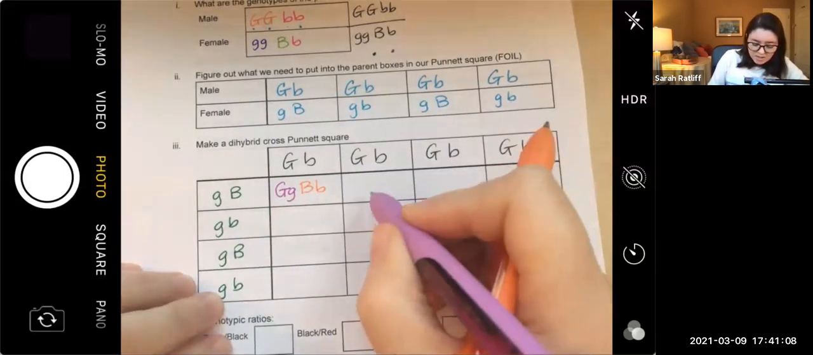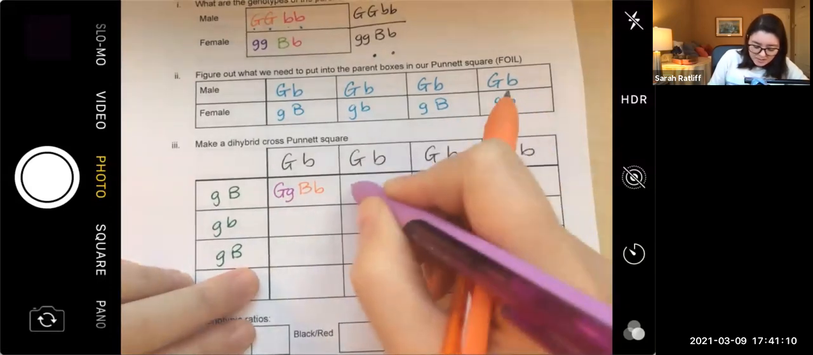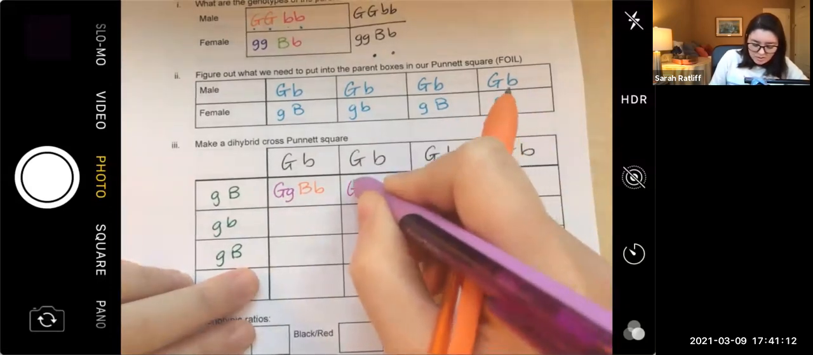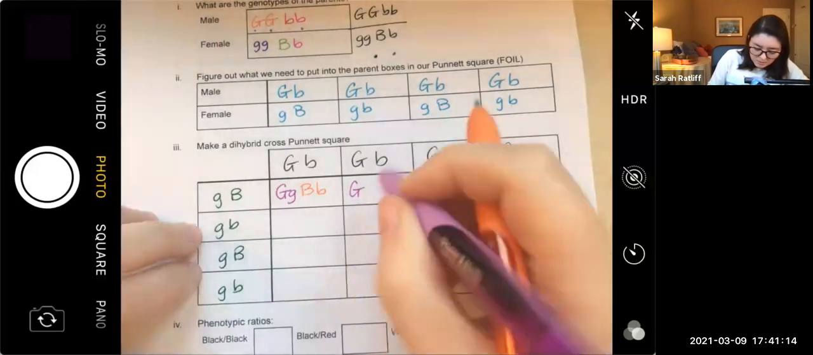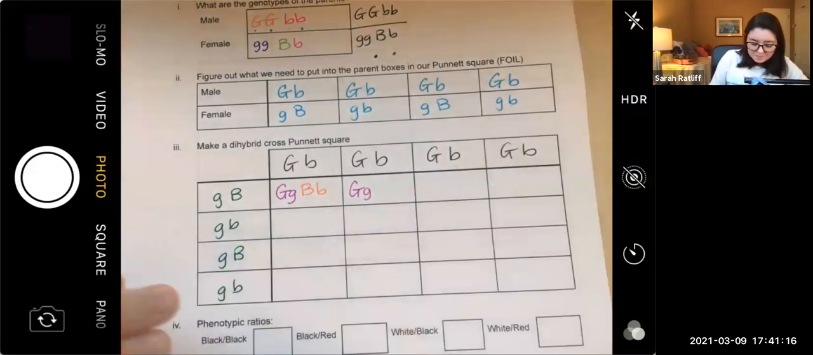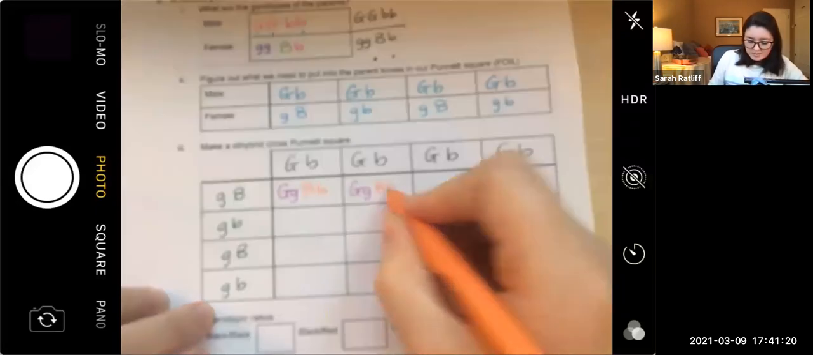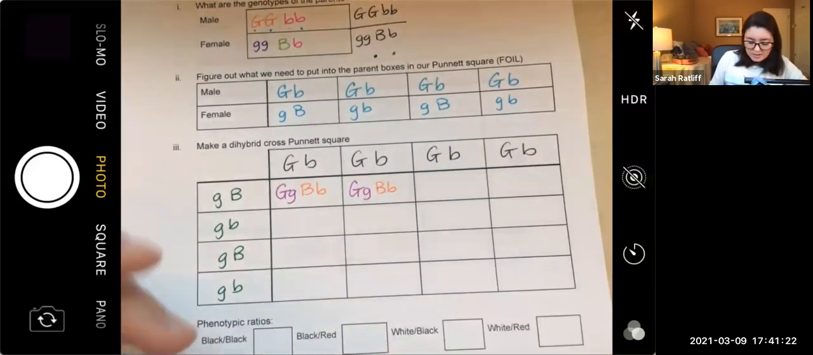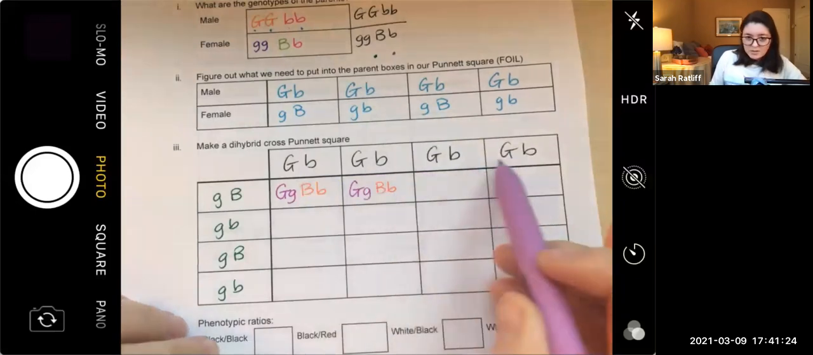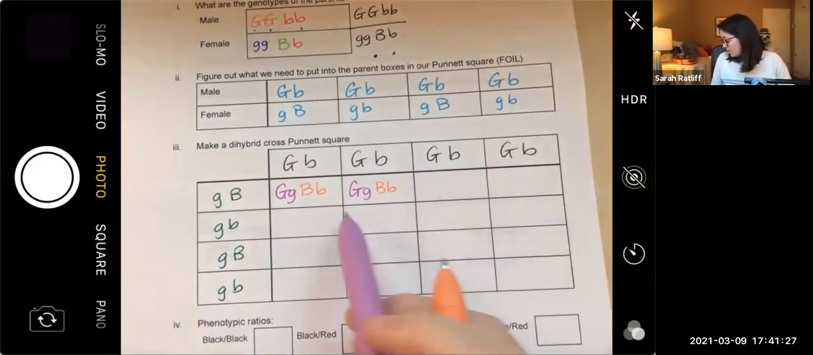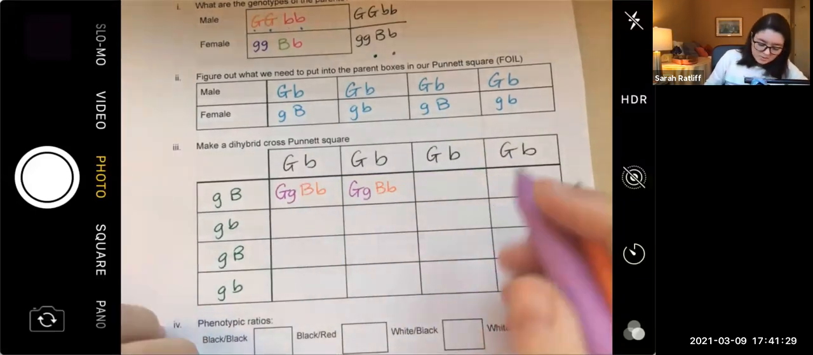So for the G's, we got a big G from dad, and a little g from mom, keeping my g's purple. Big B from mom, little b from dad. And it looks like since dad is all the same across the top, all of our rows are going to be the same across as well.